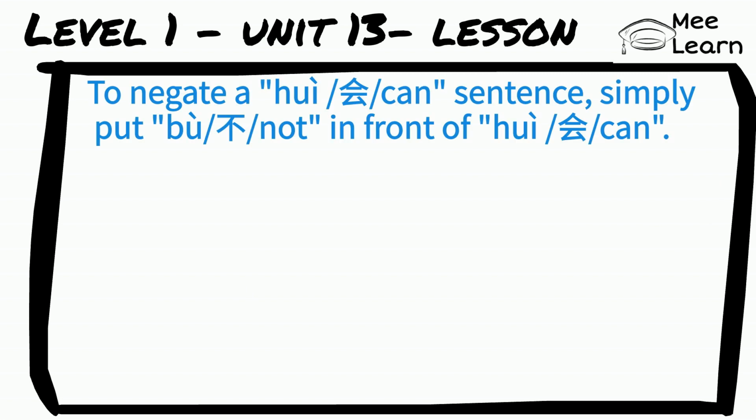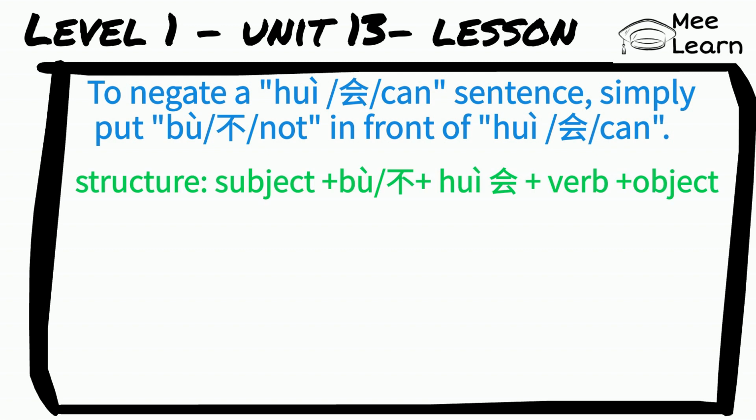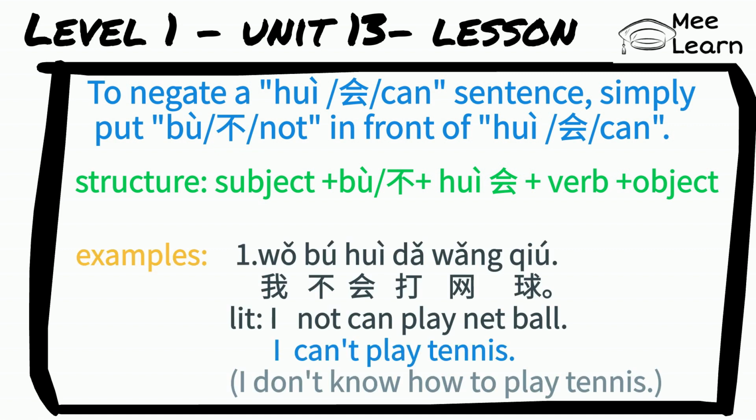To negate a 会 sentence, simply put 不 in front of 会. The sentence structure is like this. Subject plus 不 plus 会 plus verb plus object. For example, 我不会打网球 Literally, I not can play netball. I can't play tennis, as I don't know how to play tennis.